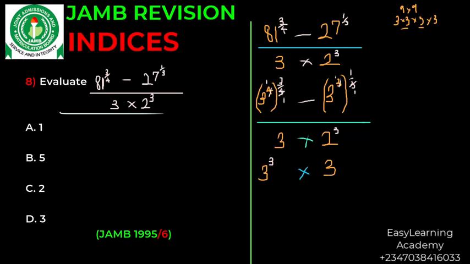Now everything is going to be divided by the denominator. The denominator here is 3 times 2 raised to the power of 3, right? Yes, 3 raised to the power of 2, and 2 raised to the power of 3. Okay, so let's proceed by breaking it down.